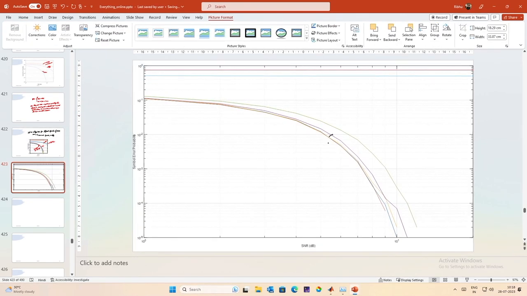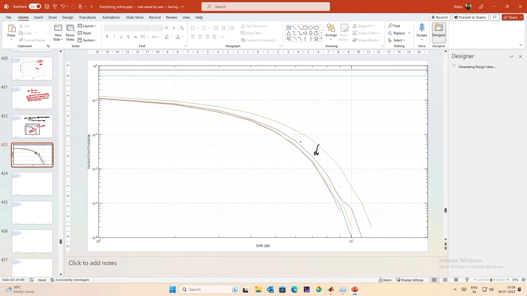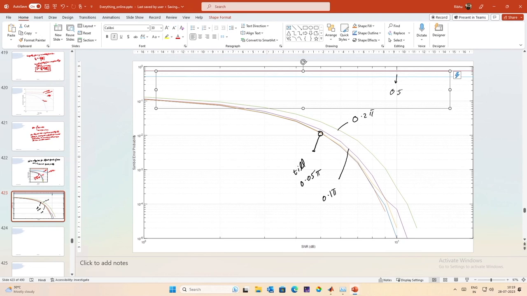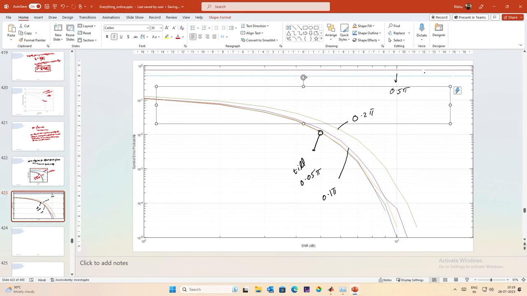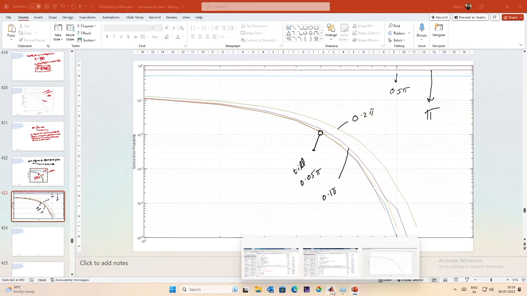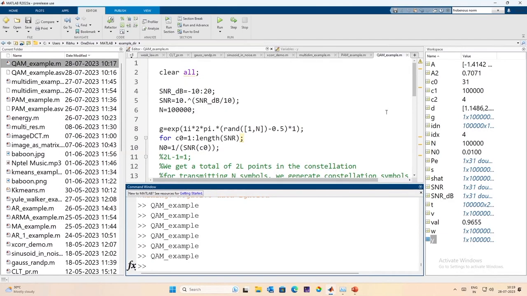So I'll just annotate it again. This is 0.05, this is 0.1 pi, this is 0.2 pi, 0.5 pi, and pi. This is pi. So these are the probabilities of error for these artificially introduced phase errors. Now let us see what happens.